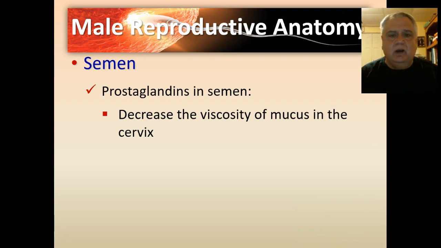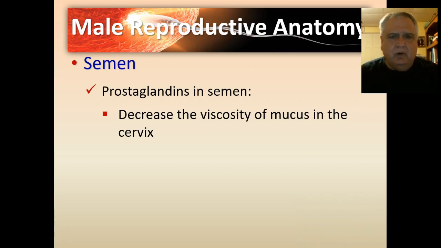Well, it's pretty thick and a good barrier to entry, and it would also prevent sperm, once ejaculated into the vaginal canal, from being able to enter the uterus and therefore being able to continue its journey to fertilization of an egg. So the prostaglandins in the semen will help to decrease the thickness of this mucus plug and help to make it easier for the sperm to get past the plug and enter into the uterus.